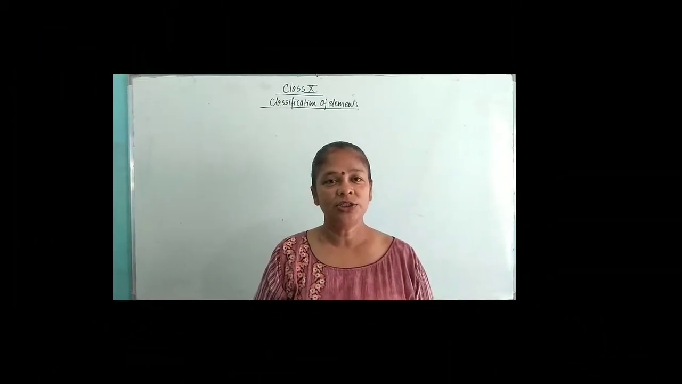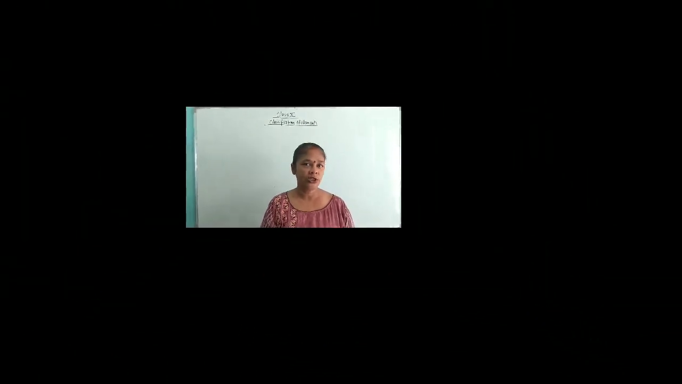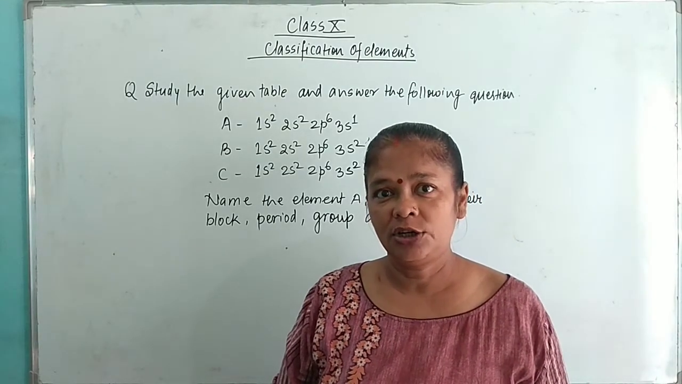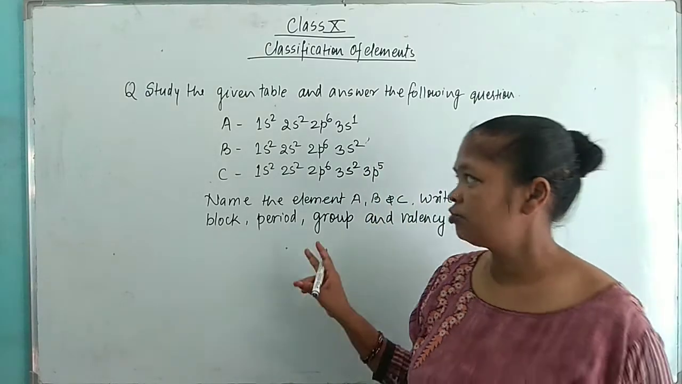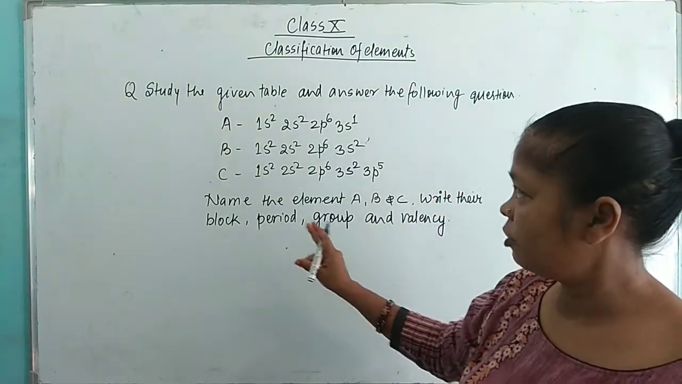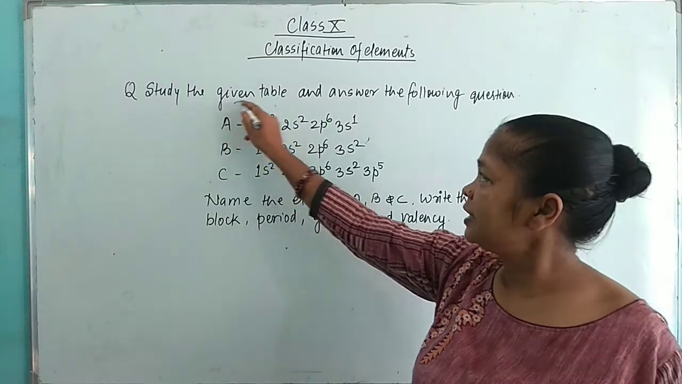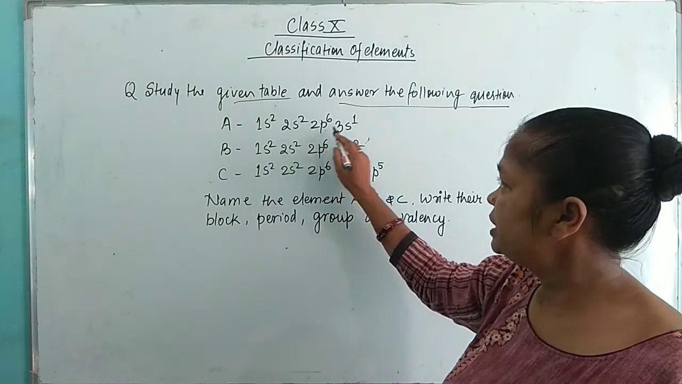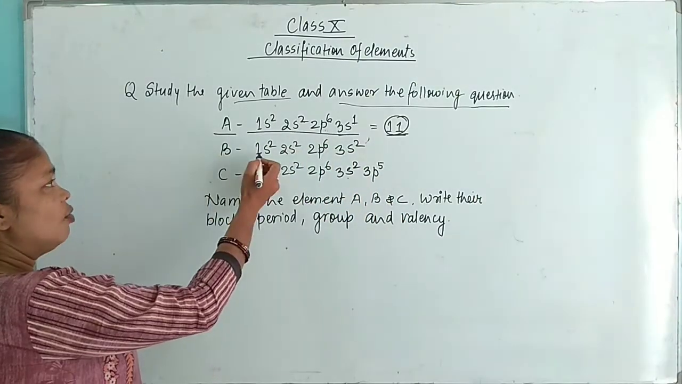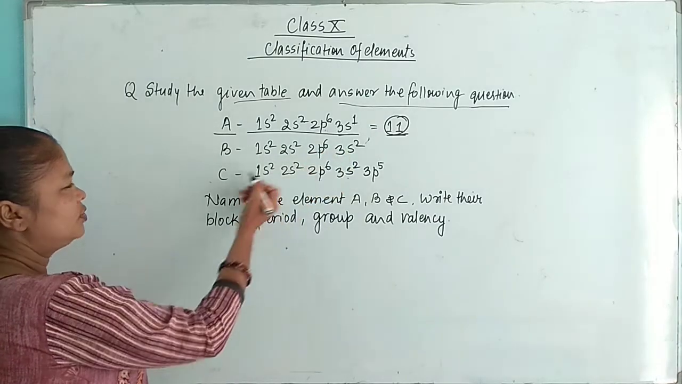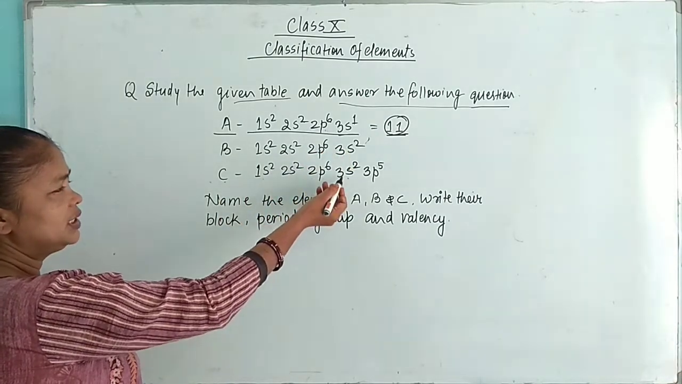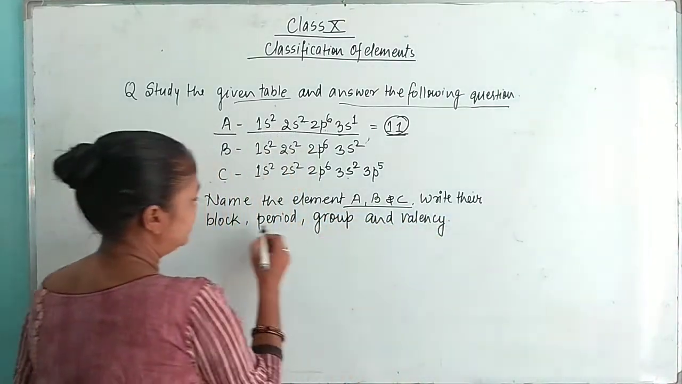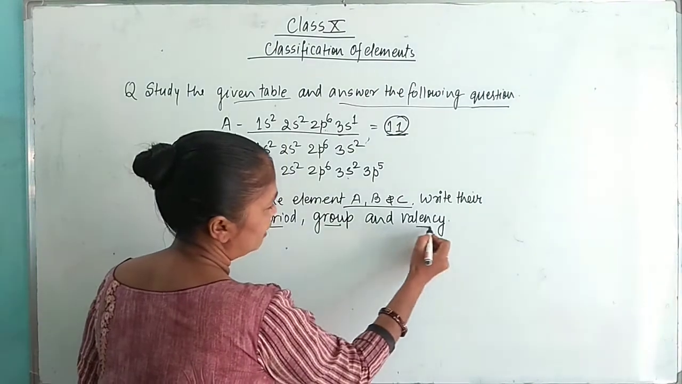Friend, today I am going to continue this chapter, classification of elements. In the last class I taught you how to write the electronic configuration. In this class there is one question based on that: study the given table and answer the following question. A: 1s2, 2s2, 2p6 and 3s1. B: 1s2, 2s2, 2p6, 3s2. C: 1s2, 2s2, 2p6, 3s2 and 3p5. Name the elements A, B, C and write their block, period, group and valency.